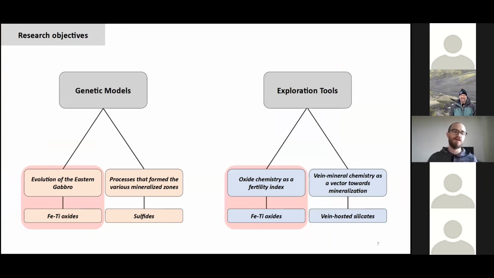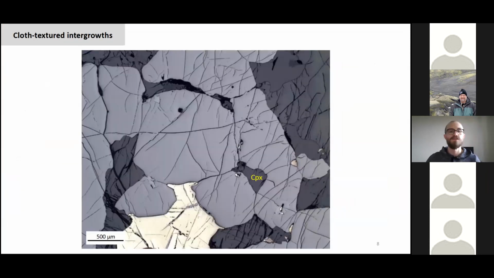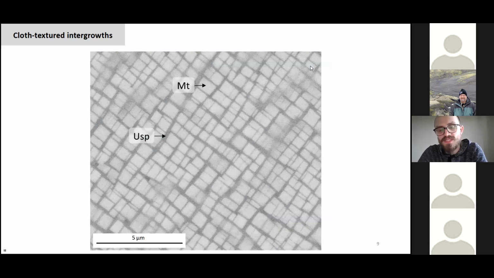So we're going to be focusing first on the application of iron titanium oxide mineralogy, texture, and chemistry as a way to understand the magmatic and post-magmatic evolution of the Eastern Gabbro. So iron titanium oxides throughout the Eastern Gabbro exhibit a range of exsolution textures. Here we have a typical cloth textured iron titanium oxide that at this scale in reflected light appears relatively homogeneous. But if we zoom in a little bit into this area, we can see that they contain this complex network of ulvöspinel and magnetite.